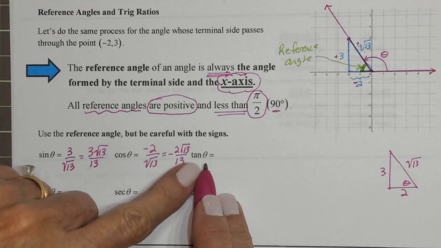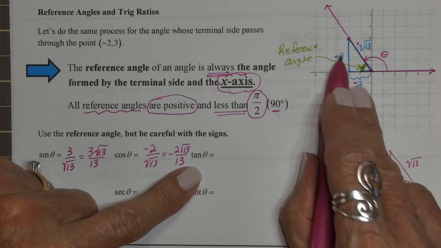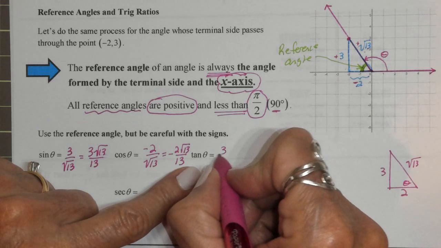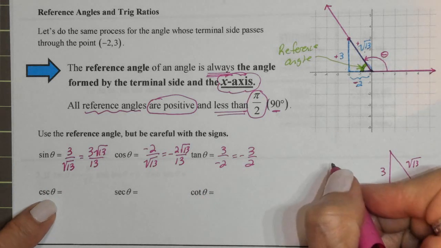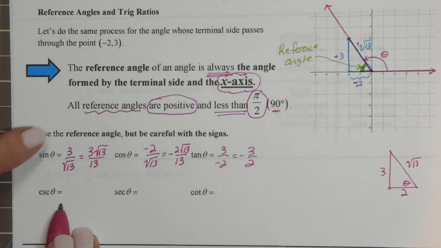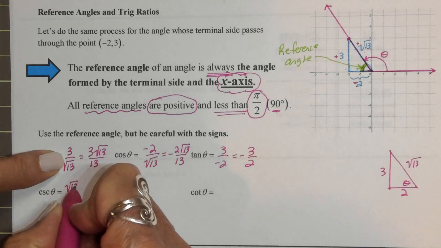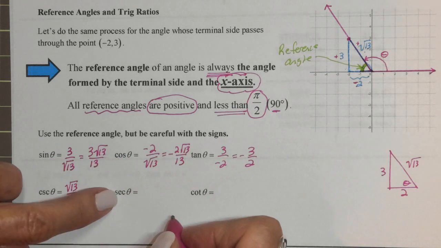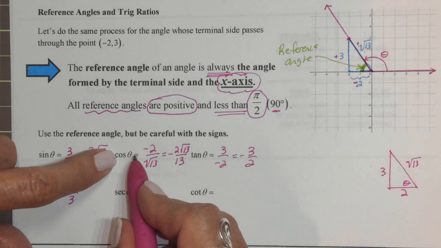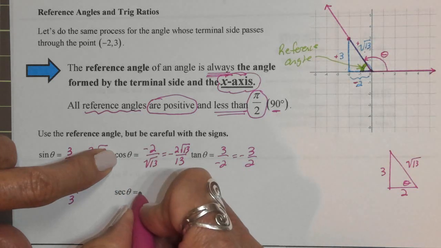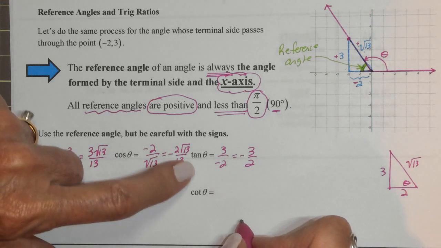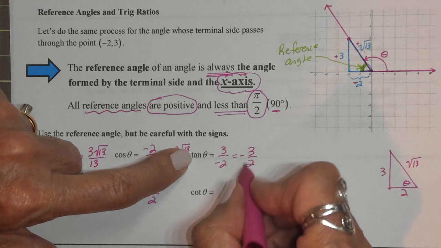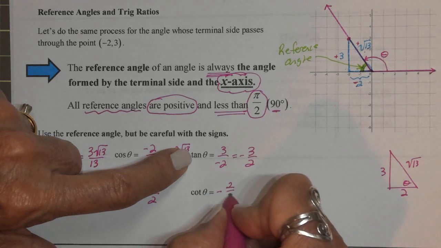All right, tangent of theta. Tangent of theta, opposite over adjacent, 3 over -2, or -3/2. Cosecant of theta is the reciprocal of sine of theta, so square root of 13 over 3. Secant of theta is the reciprocal of cosine of theta, so negative square root 13 over 2. Cotangent of theta is the reciprocal of tangent of theta, so -2/3.